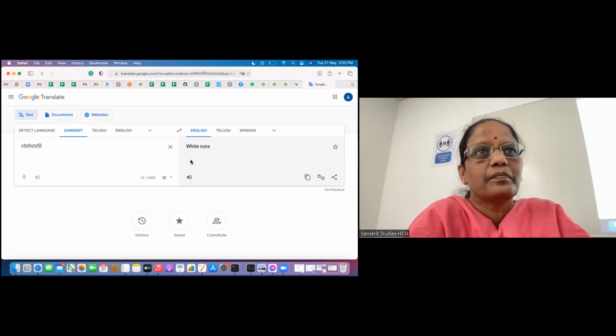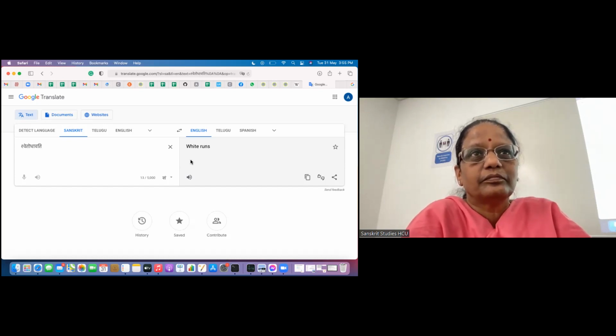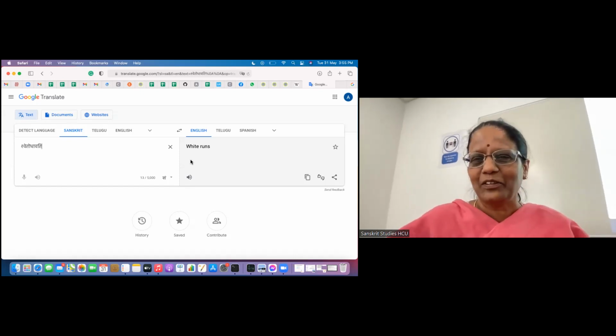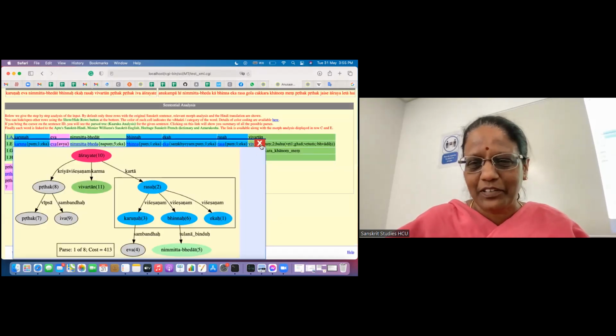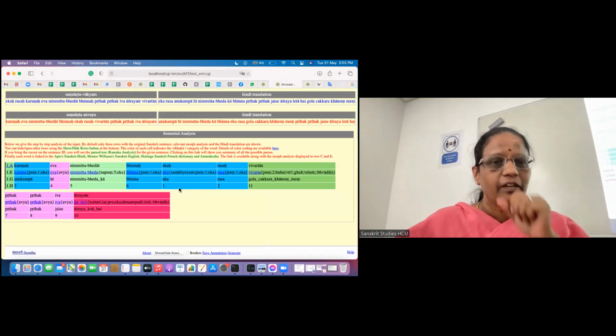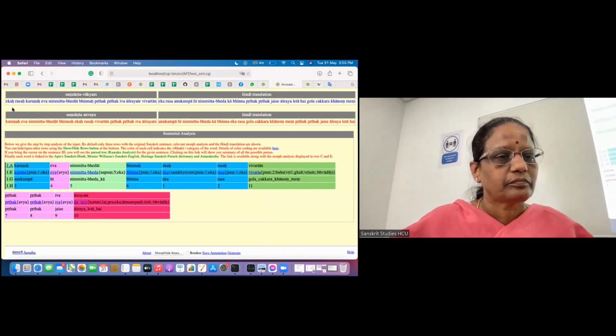You said that in some project, it's possible to have the output on every stage of the processing. And what kind of output can we have? Okay, so I thought I will show it day after tomorrow. Maybe I will show it now. So here we have this shloka, eko raso karuna eva, etc.